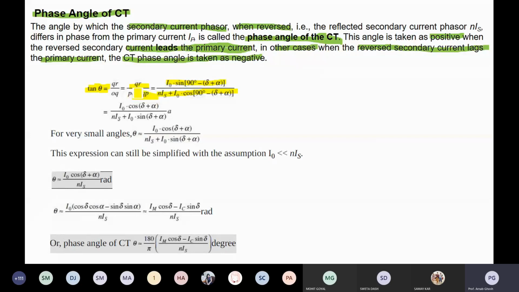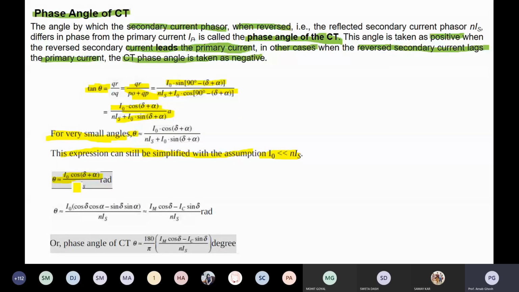If you are able to find the value of tan theta, you know that theta is very small. Theta tending to 0 means tan theta equals theta. You know that formula, so you directly place theta and calculate it. The expression can be simplified with the assumption that the magnetizing component I0 is very much less than your secondary current, that is N IS. So you get theta equal to I0 cos(delta plus alpha) divided by N IS radian.